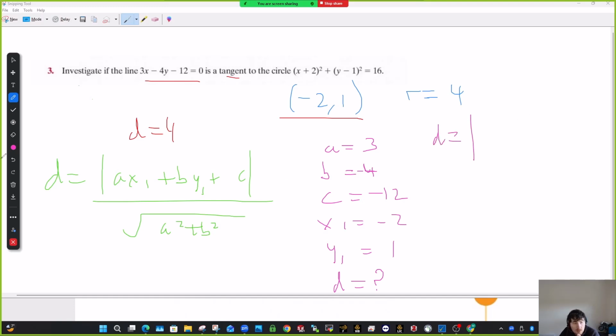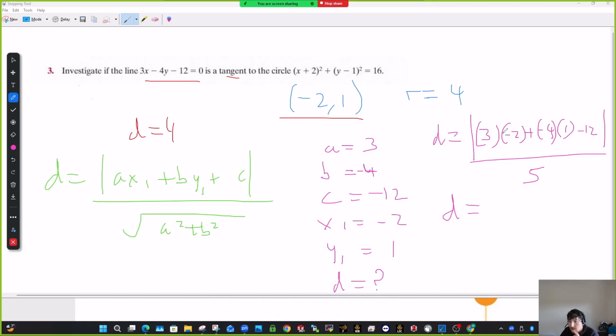This is 3 bracket -2, plus b, which is -4, times 1, which is y1, plus c. c is a plus, so that's a -12. Then over the square root of a squared plus b squared. When you see a and b are 3 and 4, that means they'll square to give 9 and 16. You take the square root of 9 plus 16, that's root 25, so you get a 5 on the bottom. So be on the lookout for the 3 and the 4s, because they'll give a 5 when they're squared and rooted. Hopefully that makes sense.